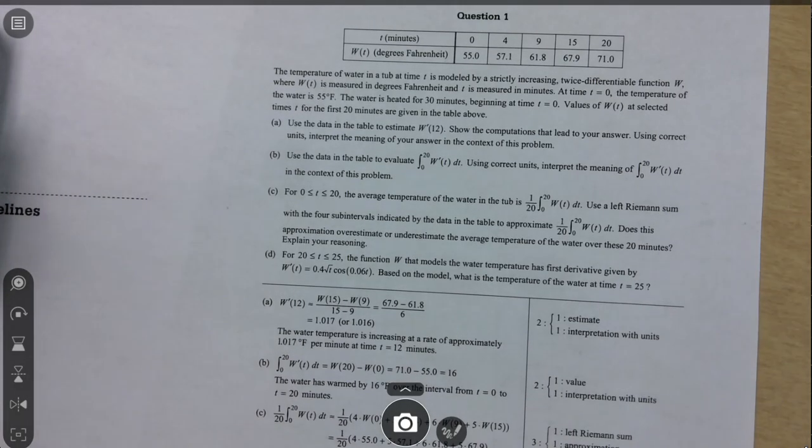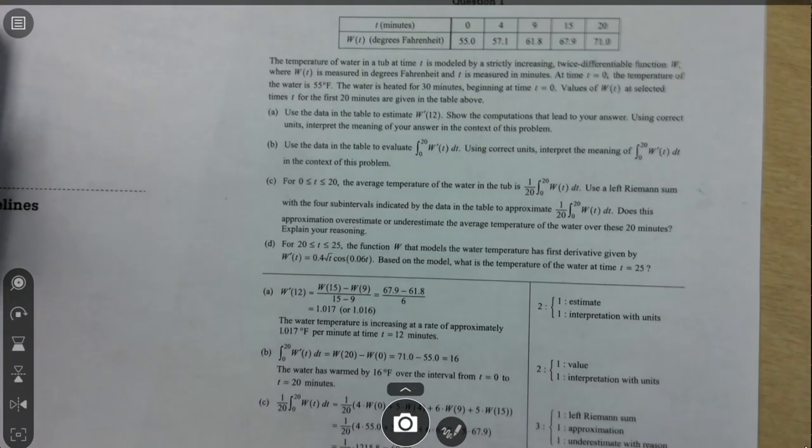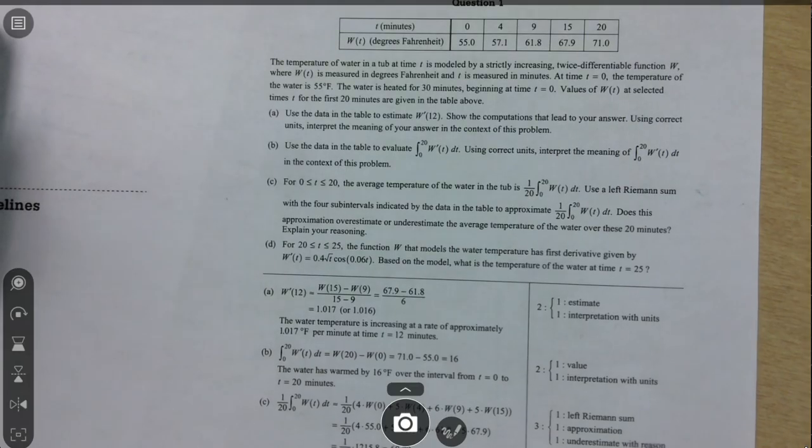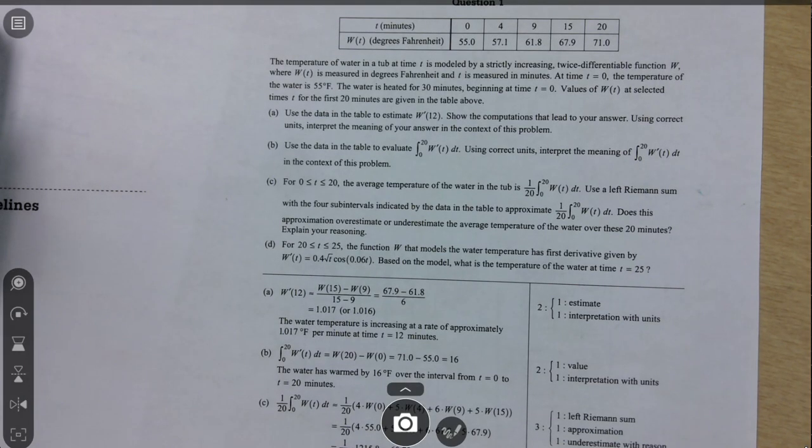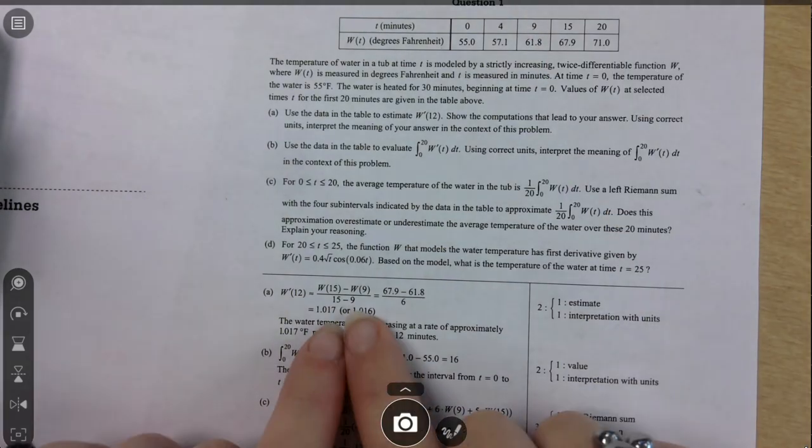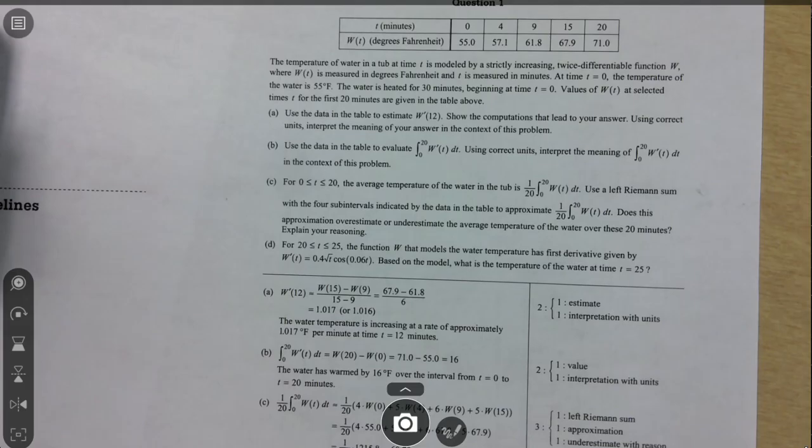Okay, this was the start of our problem. A was use the data in the table to estimate W prime of 12. Show the computation that leads to your answer. Use correct units. Interpret the meaning of your answer in the context of the problem. So that just means they want a statement and they want units in the statement. Okay, first one should have been 1 point. We already did this.